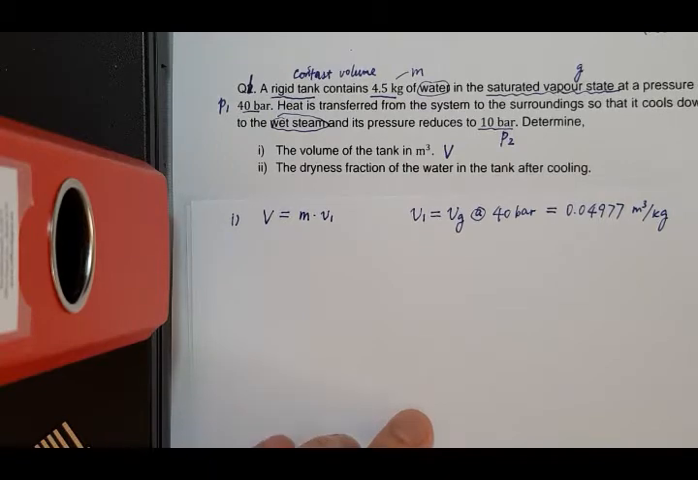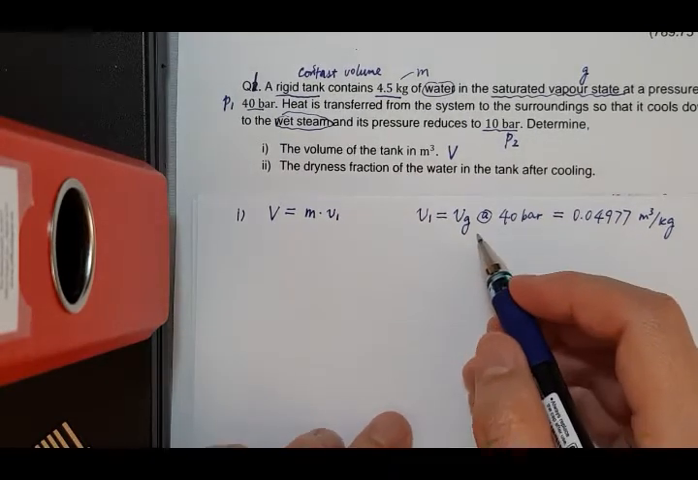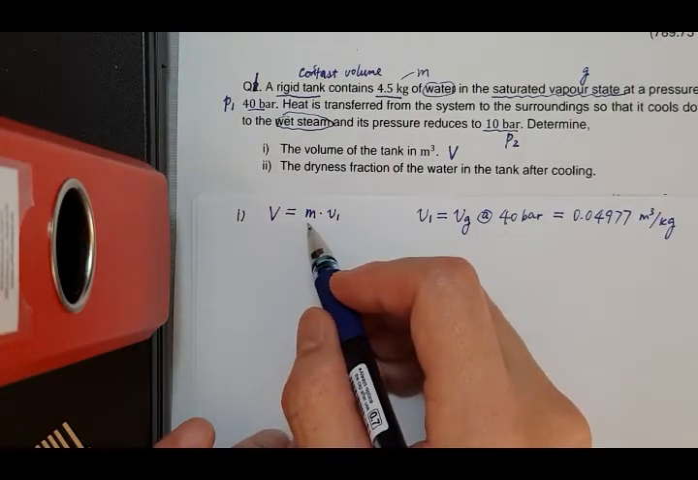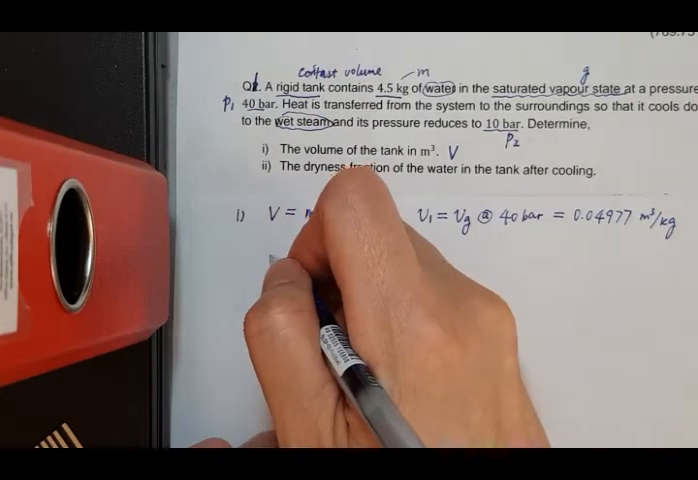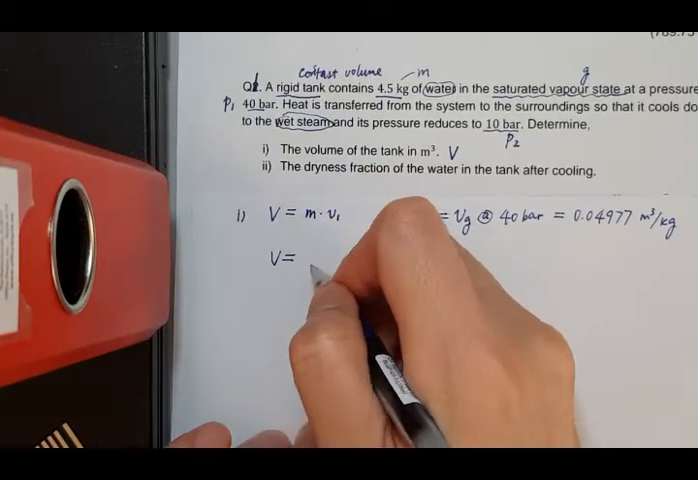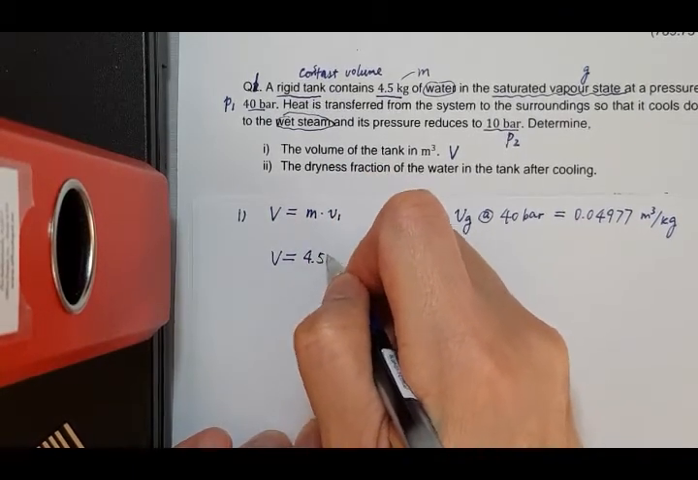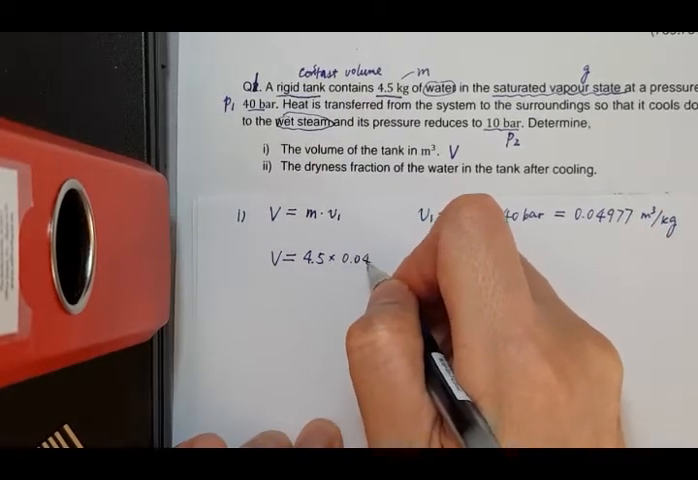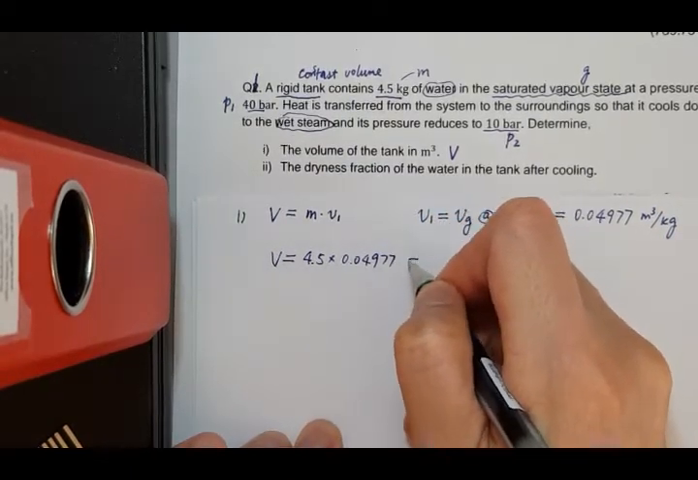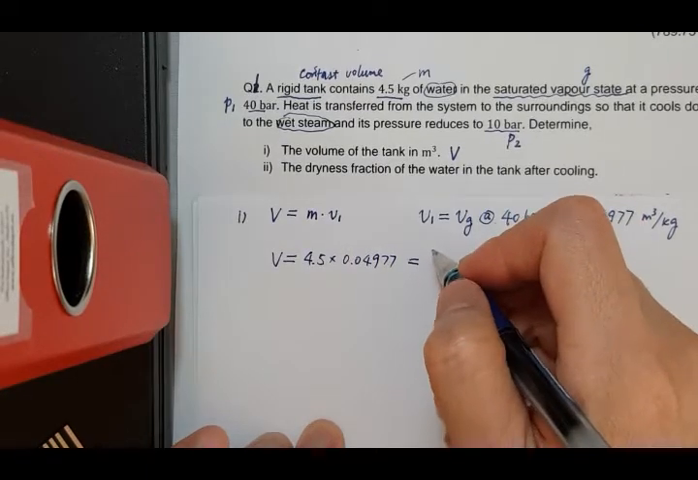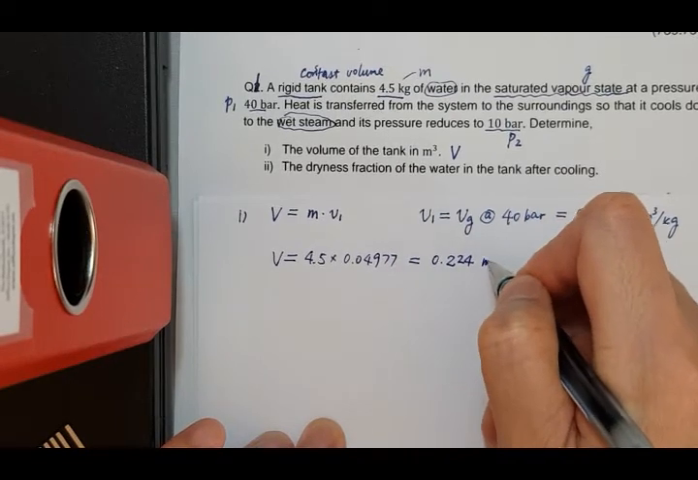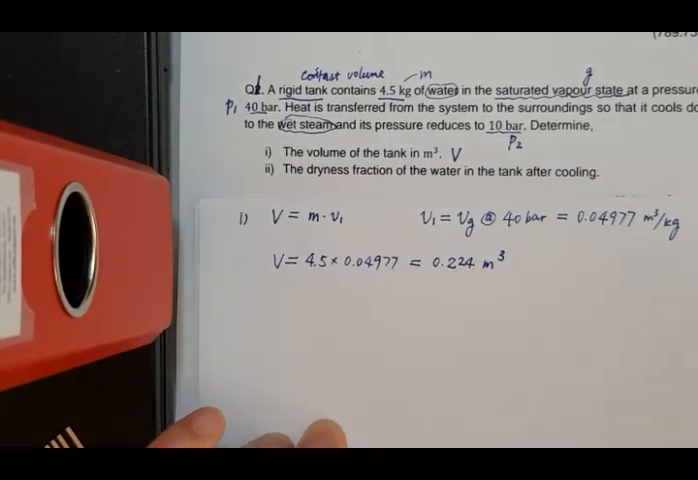Okay, so this is Vg at 40 bar, which is equal to V1. So we know the mass, right? We know the mass, and then we can calculate the volume, which is the mass, 4.5 kilograms, times that, which gives us the total volume of the tank in cubic meters, which is about 224 cubic meters. Okay, so that's for the first question.